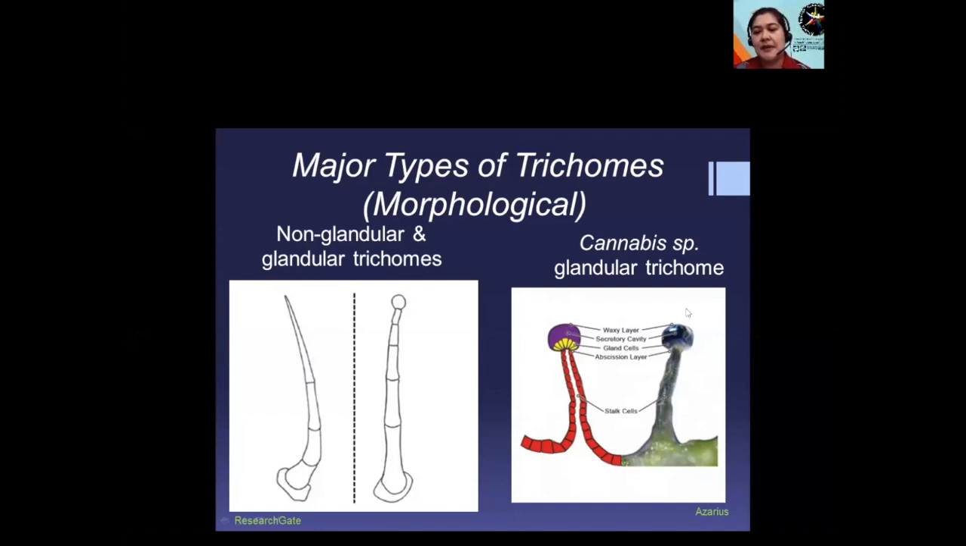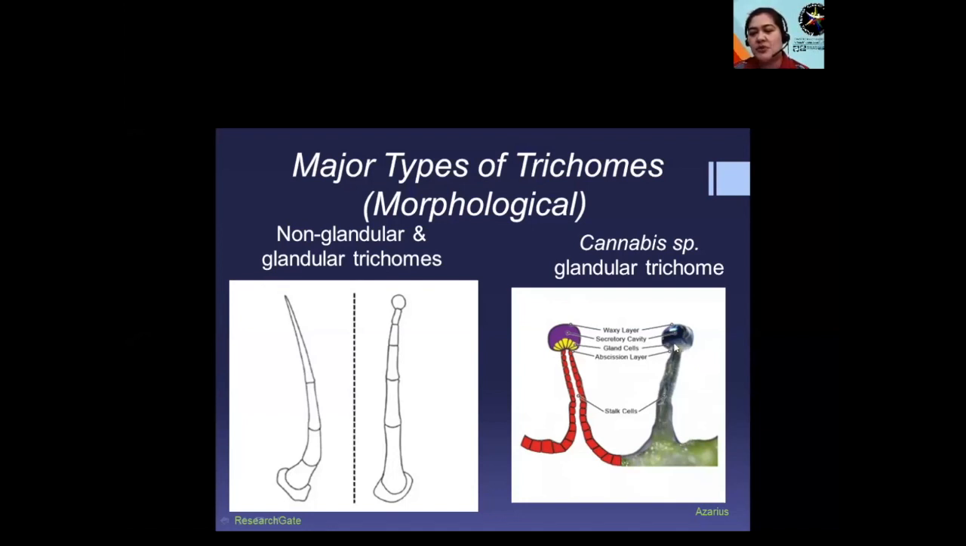So this is an example. Cannabis is marijuana. Okay? So ang leaves ng marijuana, mayaman na mayaman sa glandular trichomes. Okay? So, you would have here a waxy layer that covers the head para hindi madaling kumawala or mabuhos yung secretion sa loob, which is contained in the secretory cavity. Now, those secretions are produced by the gland cells. The gland cells are here.